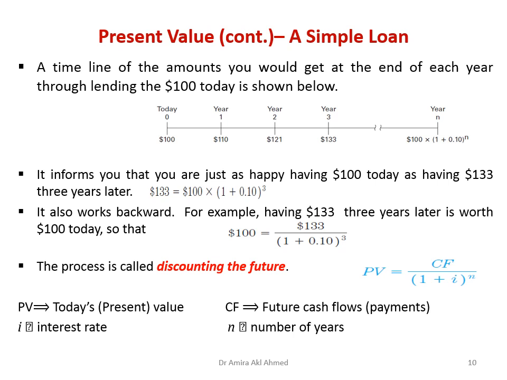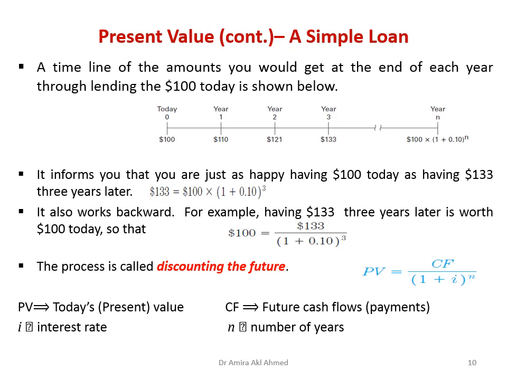Let me explain this point using the above mentioned example. Having $133 3 years from now is worth $100 today. What we have done is discounting the future cash value, that is $133, by the discount rate, which is the interest rate plus 1, taking into consideration the number of years that pass from now until the future period.